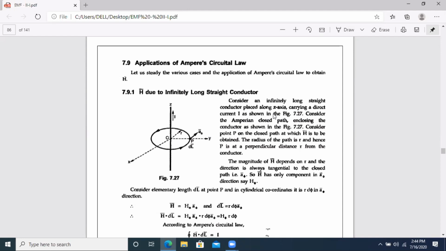Consider an Amperean closed path. Now let me just add something. Remember, symmetry is always going to determine how difficult your problem is. In other words, for this, you could choose a closed path that looks like this, but God help you if you integrate along this closed path. So you choose one that you can handle.